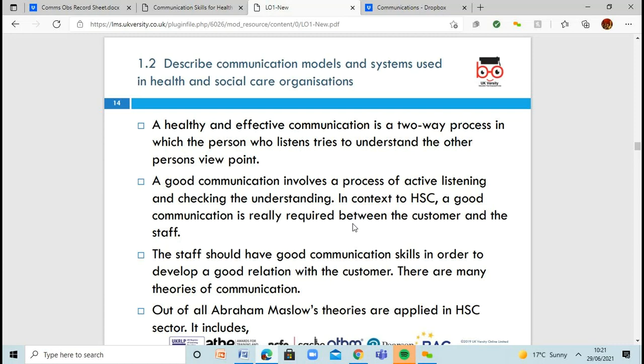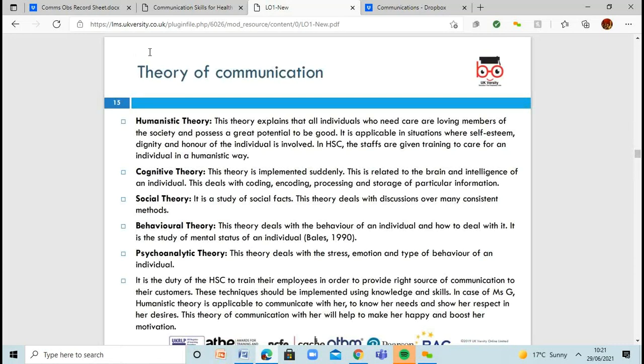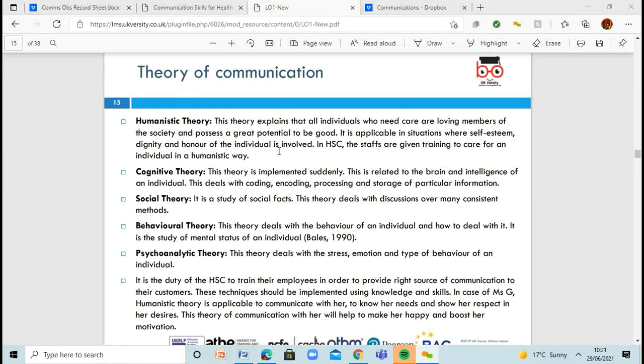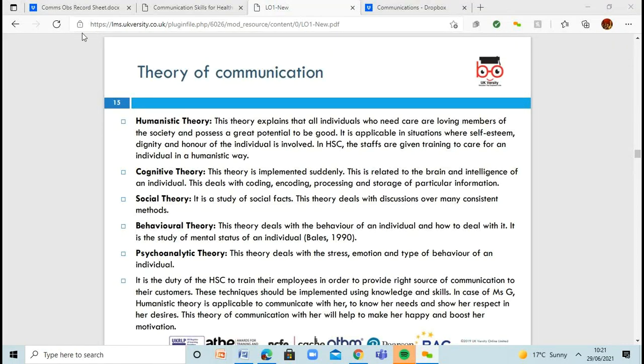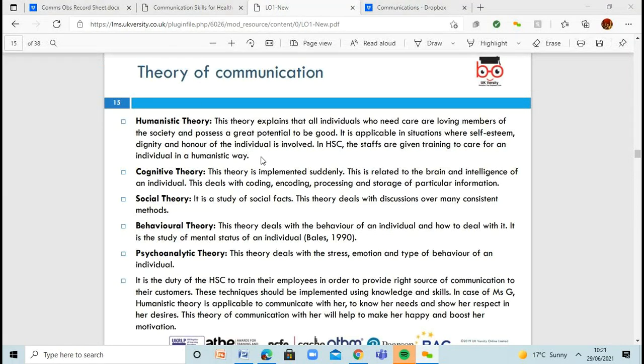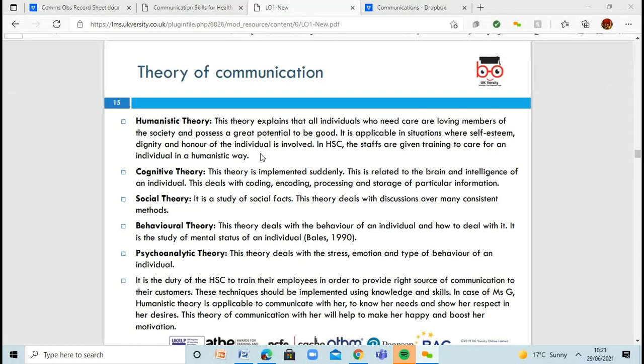Now, we've got somebody called Abraham Maslow, and he's got lots of theories about communication, about what are basic needs and so on. Now, some of these theories are, we've got a humanistic theory, we've got cognitive, social, behavioral, and psychoanalytic theories as well. So the humanistic theory, it just explains that every individual who needs care needs to have loving members within the society and they have a good potential and that they need to have a good self-esteem, dignity and honor so that they can actually flourish.